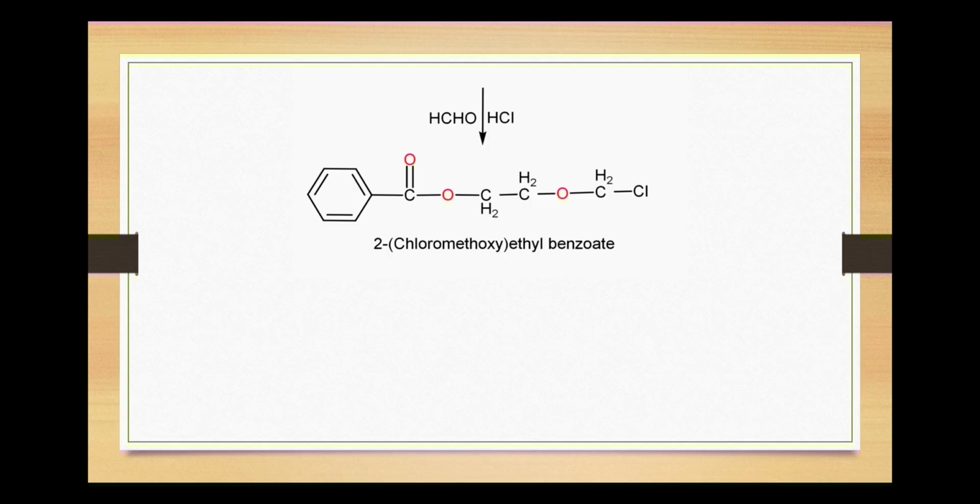The ethyl benzoate then is reacted with formaldehyde in presence of hydrochloric acid. The formaldehyde brings the attachment of this CH2 group and HCl will give the attachment of chlorine. So in this way there is formation of 2-chloromethoxy. This is ethyl and this portion is benzoate.